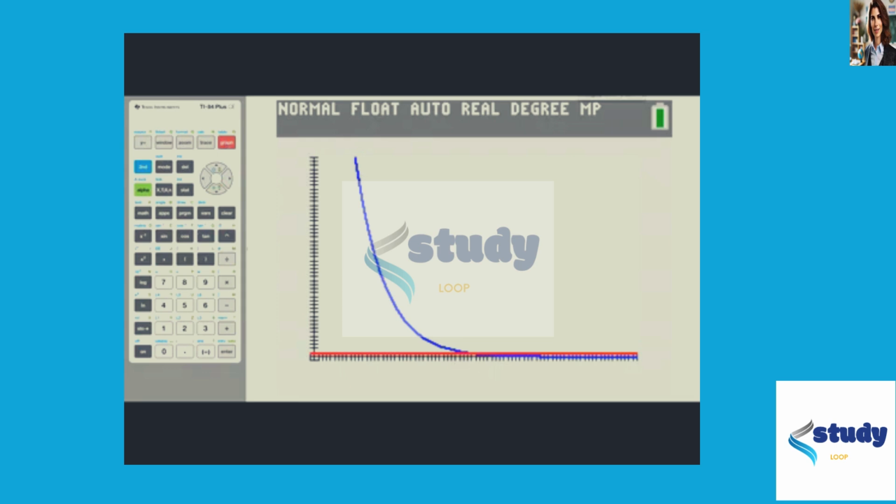So here we see the exponential decay curve that represents the half-life. And then we see this red line at the bottom. That is the line at a height of 1. That's 1 milligram. And we're interested in knowing that point of intersection.